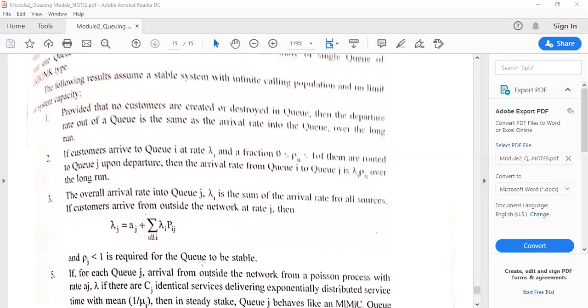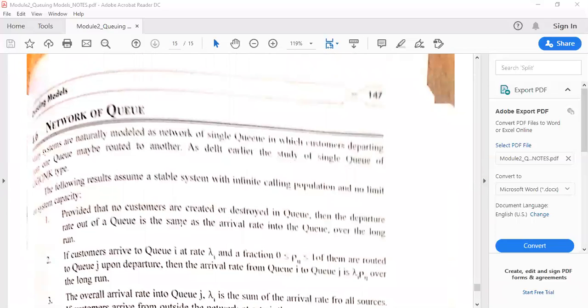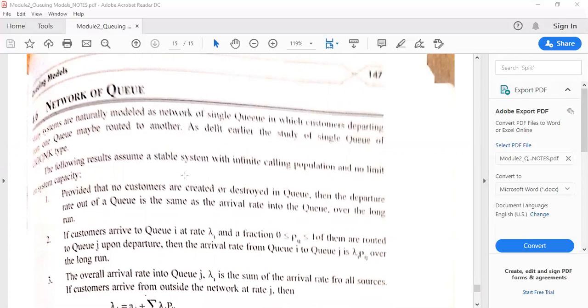So these are the five important points which you have to write when they ask about the network of queues. Queues, a collection of queues which are interconnected to one another, we call the network of queues.